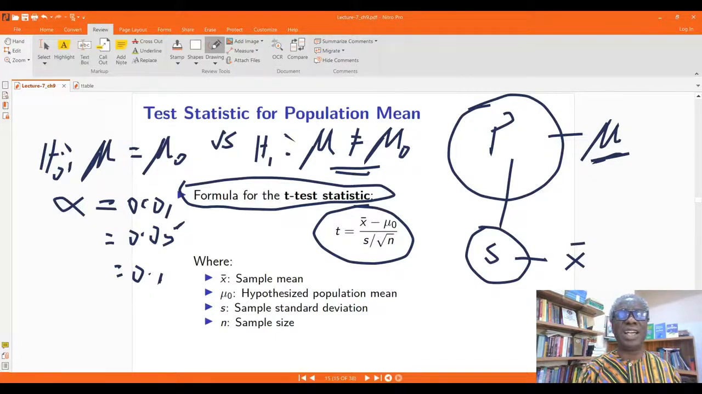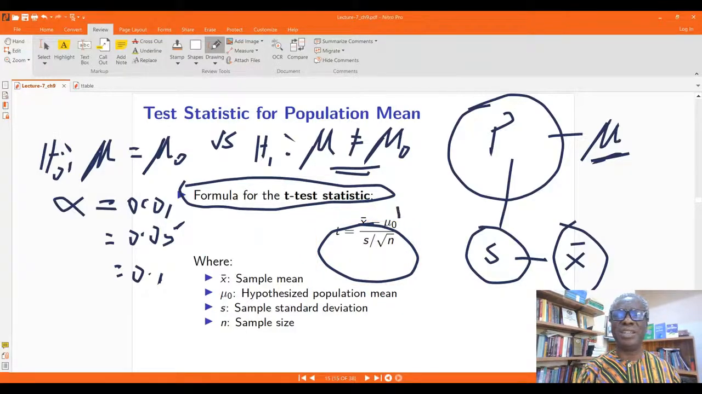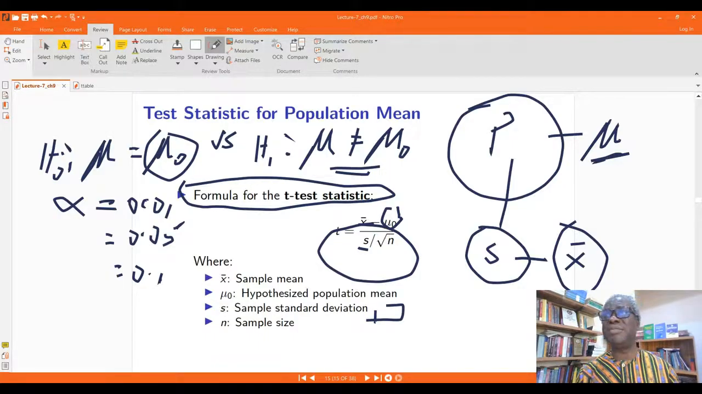So every other thing here is known. The X bar is obtained from the sample. The mu naught that you see here is taken from the hypothesis. The sample standard deviation is computed from the data, and the small n is the sample size, which we should know very clearly. I believe that is very clear.